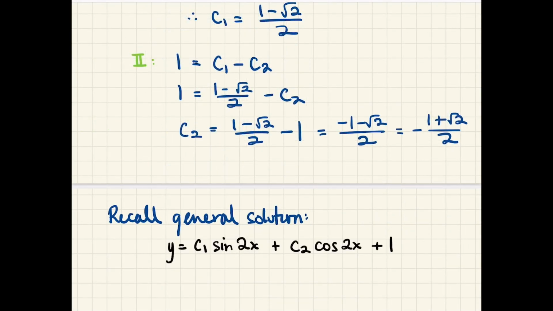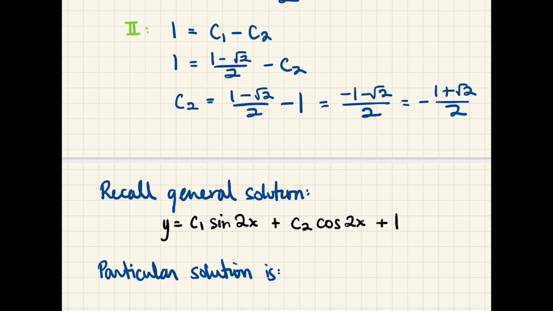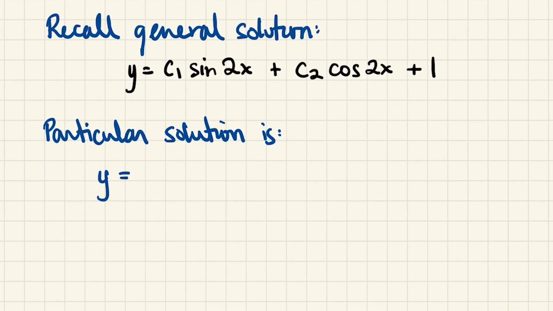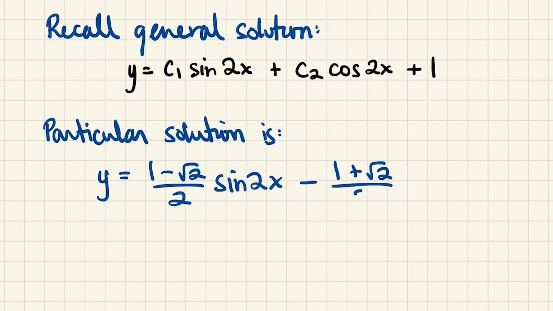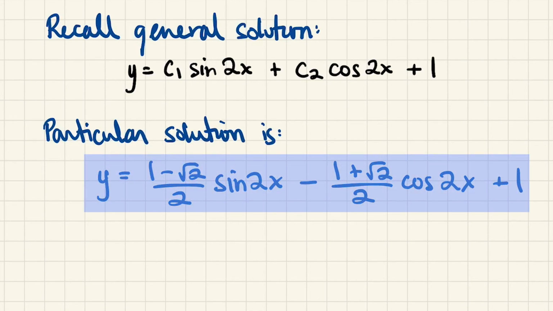So if we recall our general solution, and we now know C1 and C2 as they pertain to the particular solution, we can write out the particular solution. C1 plus C2. All right, and that lovely thing is our final answer.